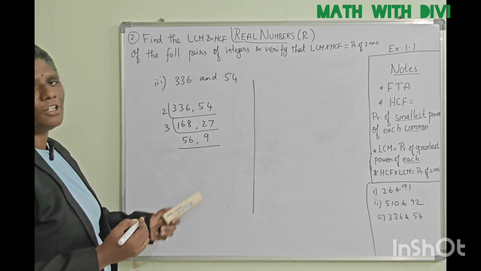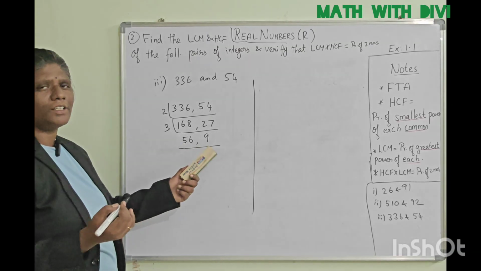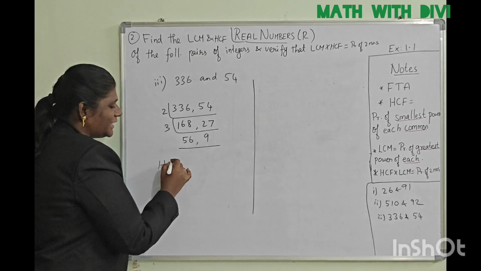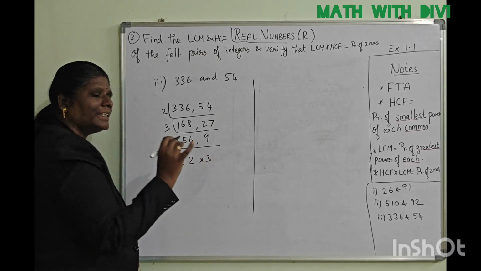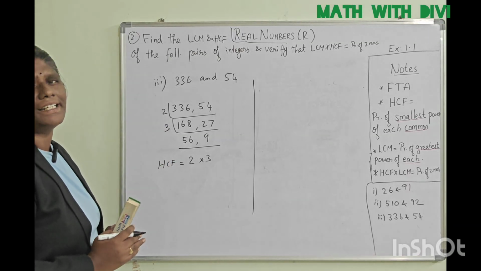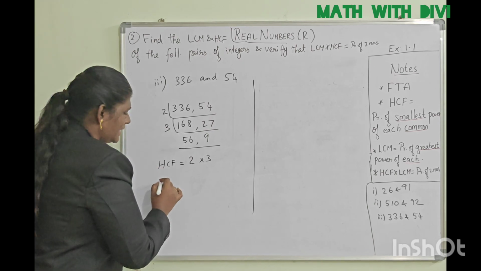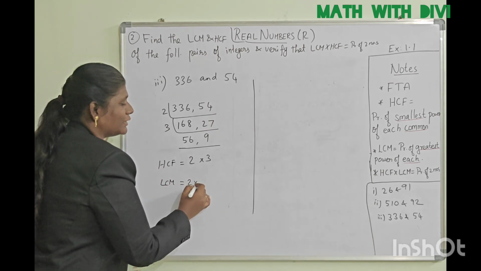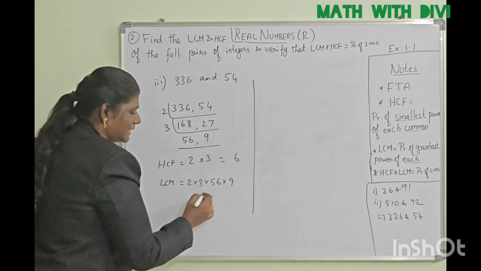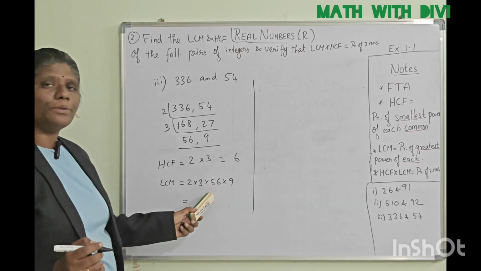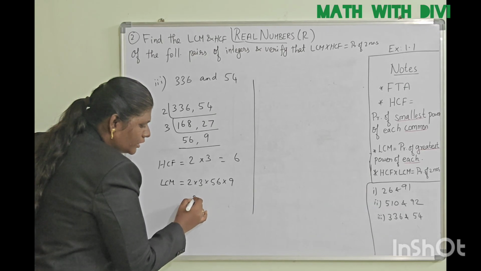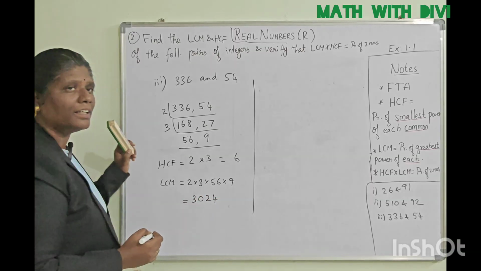It will not come in 7 8s, or it will come, but 9 will not come, right? So no common factors. So HCF is equal to 2 into 3. That's it. If there is no common factor, we will stop. For LCM, we have to take all the factors: 2 into 3 into 56 into 9. Very good. 2 3s are 6. And this is 2 into 3 into 56 into 9, right? So it may be around 3024, I think.